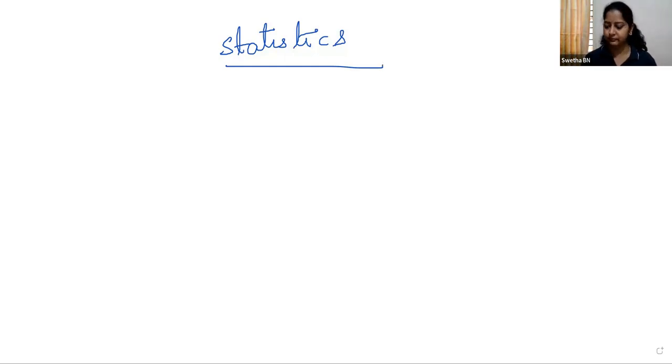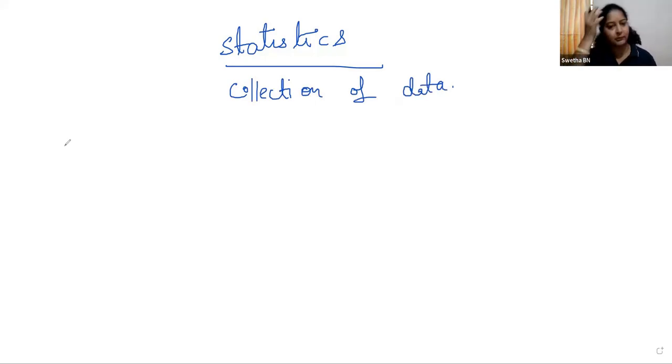What do we do here? Ma'am, we represent data in an understanding manner. Okay. So we collect the, this is what? Collection of data. It is a branch of mathematics that deals with the collection of data, for example, marks of the students, population, employees, literates or illiterates, people who are working in factories. These are collection of data, and then organizing, presenting, analyzing, and drawing. At last we give the conclusion for the data, right?